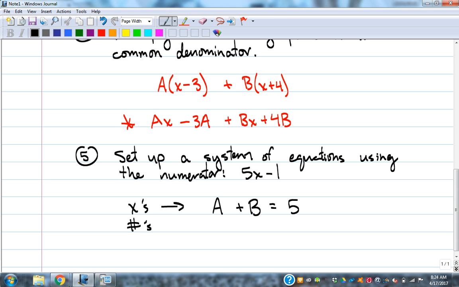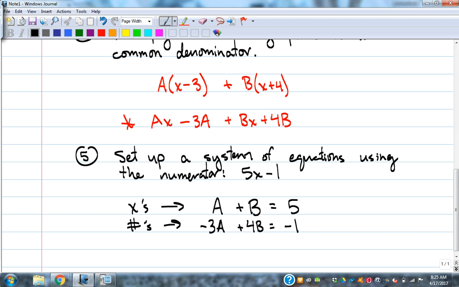Okay. Then the numbers part. Look at this line here, the part that doesn't have x's. You got a negative 3a, you got a positive 4b. So negative 3a plus 4b should add up to be negative 1. A and B will be numbers. They're variables right now, but we're going to solve this system of equations for A and B.